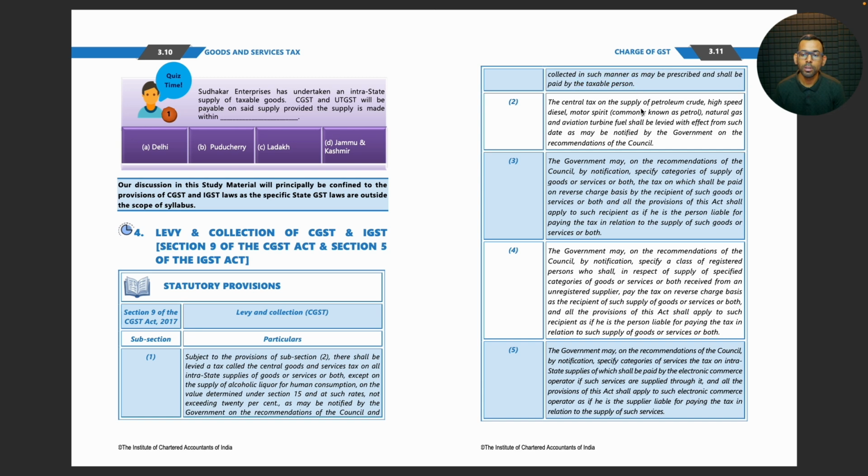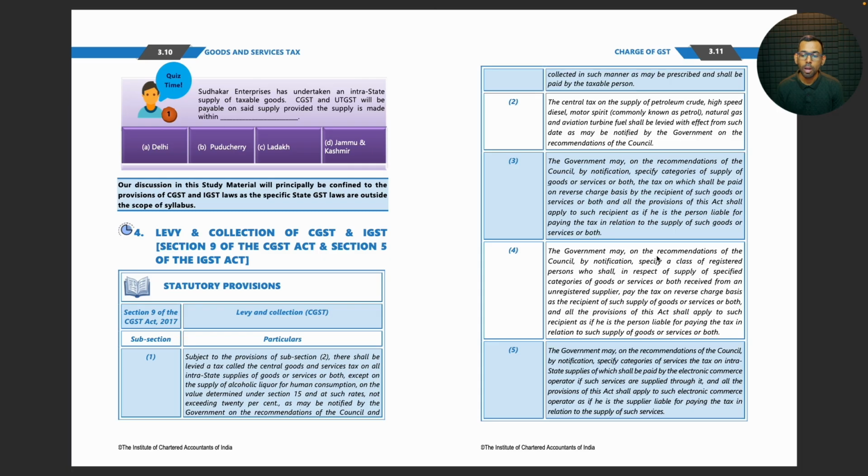The central tax on the supply of petroleum crude, high-speed diesel, motor spirit, commonly known as petrol, natural gas and aviation turbine fuel shall be levied with effect from such date as may be notified by the government on the recommendations of the council. The government may, on the recommendations of the council, by notification, specify categories of supply of goods or services or both, the tax on which shall be paid on reverse charge basis by the recipient of such goods or services or both, and all the provisions of this act shall apply to such recipient as if he is the person liable to pay the tax in relation to such supply of goods or services or both.